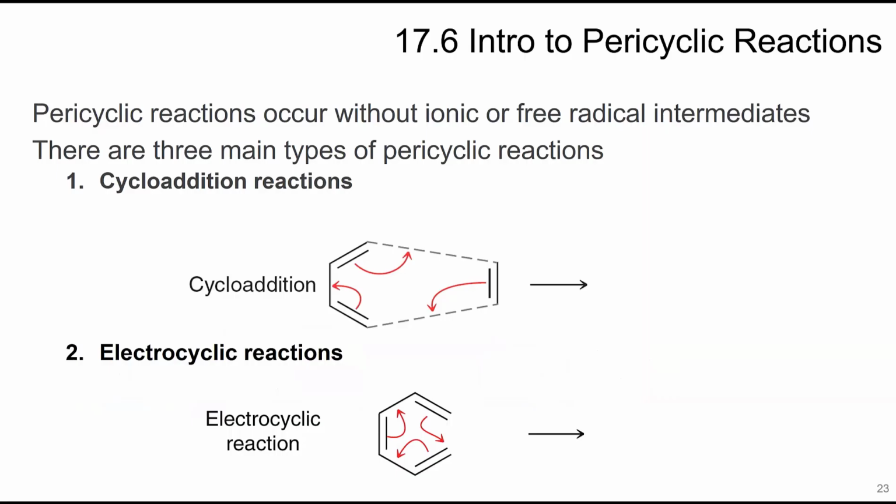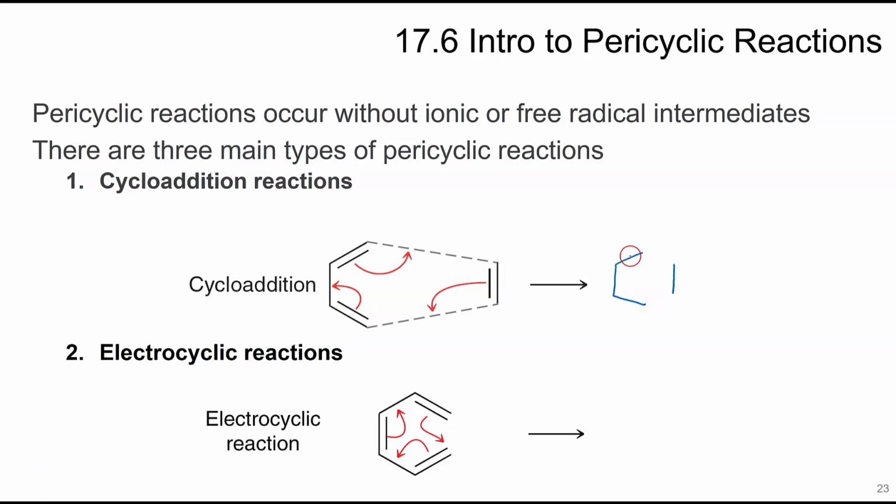Next, we will look into pericyclic reactions. A pericyclic reaction is one that happens without ions or free radical intermediates. There are three types of pericyclic reactions. There's the cycloaddition. We have a diene here and an alkene that combine together.